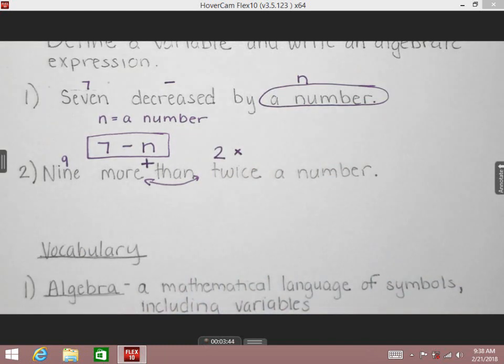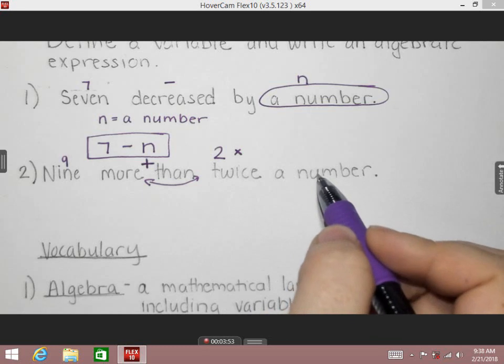Now, my final answer, can I put that times symbol? No. No, but for right now, it's good to know, hey, that's multiplication. Let's make sure we know that. All right, and then it says a number. Do we know what number? No.